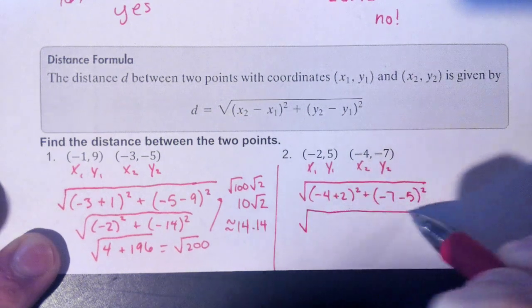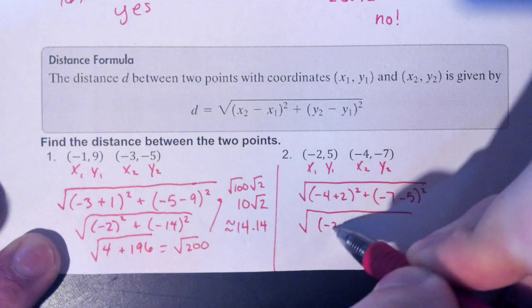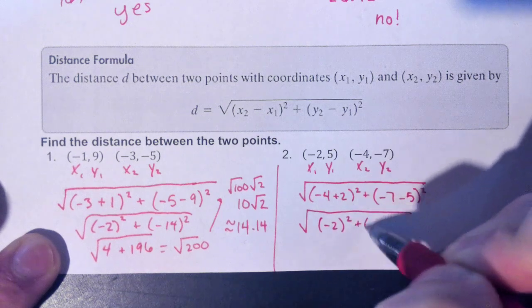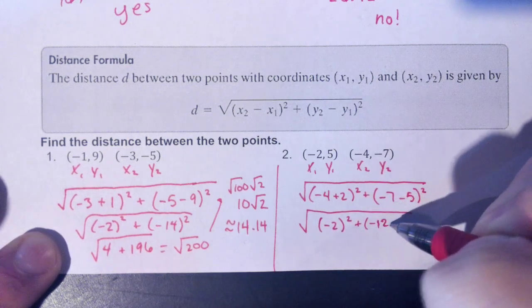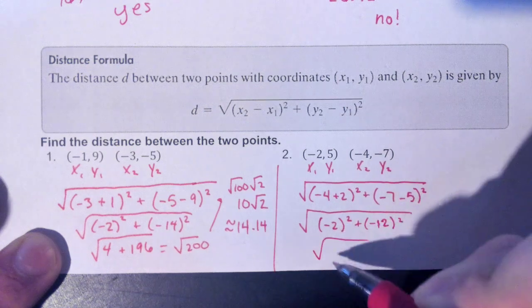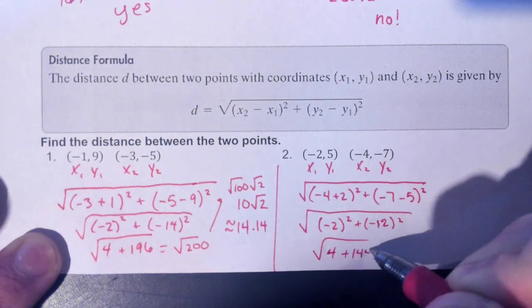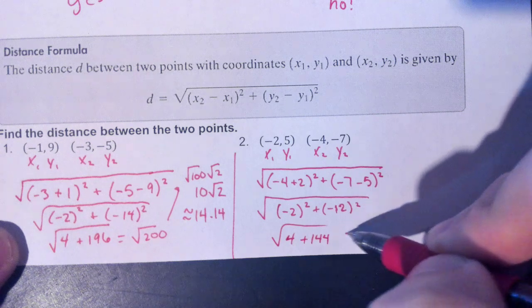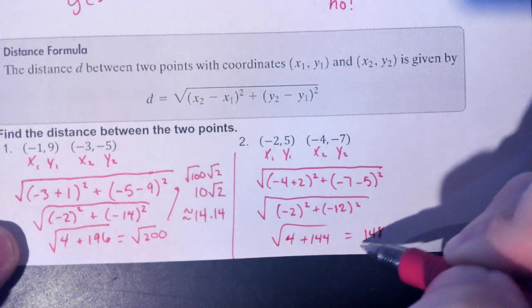Do the math, and you've got -2 squared, and you've got -12 squared. So that would be 4 and 144. Put those together, you've got the square root of 148.